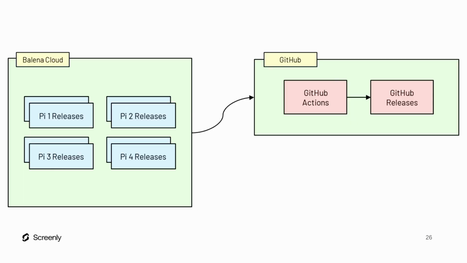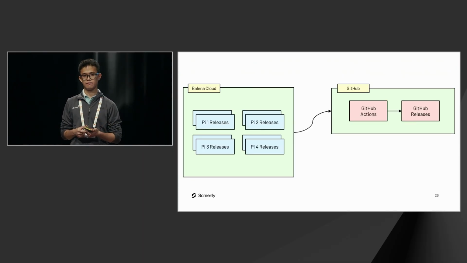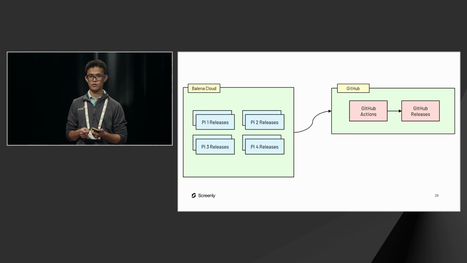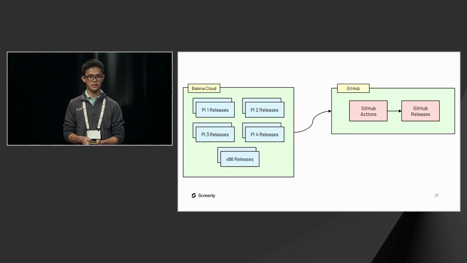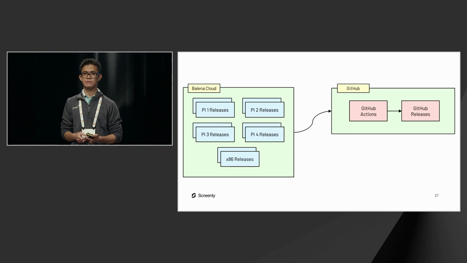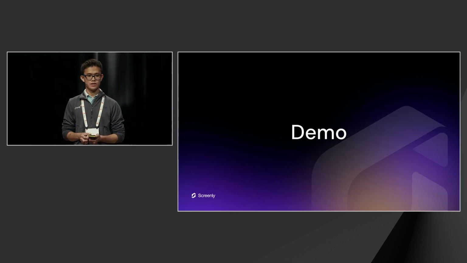So here's the data flow version of what I've discussed previously. So currently we have releases from Pi 1 to Pi 4, and then once the releases are ready, they will be forwarded to releases. And in the future, maybe sooner, we will be supporting fleets for x86 devices. So there's that.